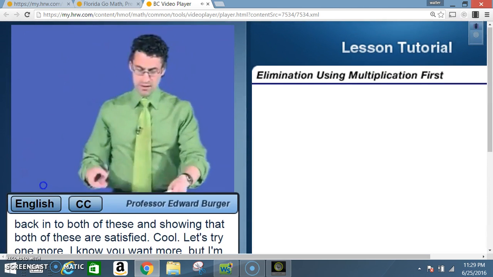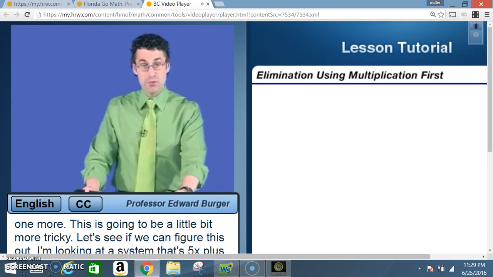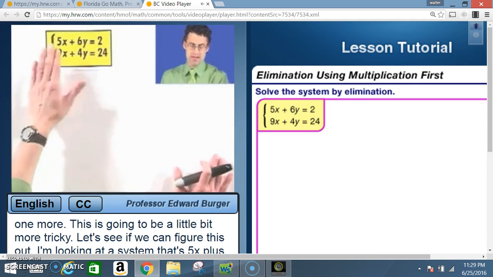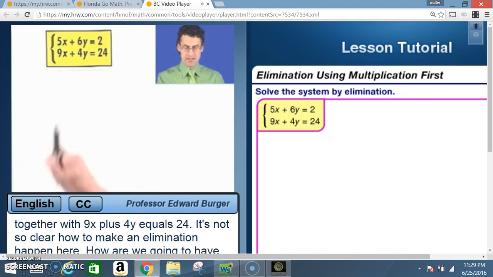I know you want more, but I'm only giving you one more. Now this is going to be a little bit more tricky. Let's see if we can figure this out. I'm looking at a system that's 5x plus 6y equals 2, together with 9x plus 4y equals 24. Now it's not so clear how to make an elimination happen here, right? How are we going to actually have an elimination?